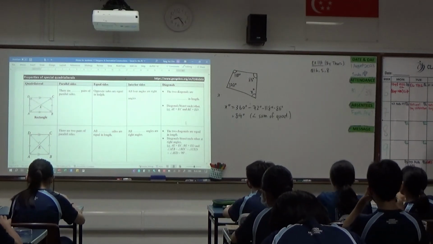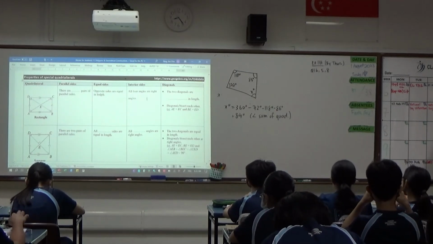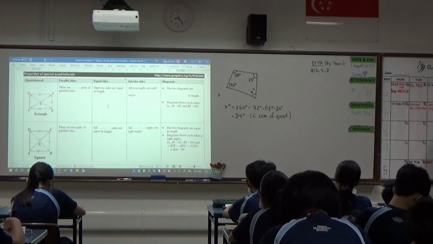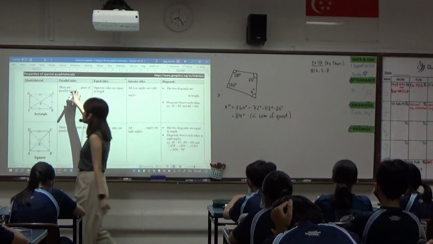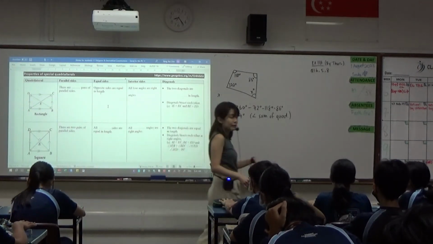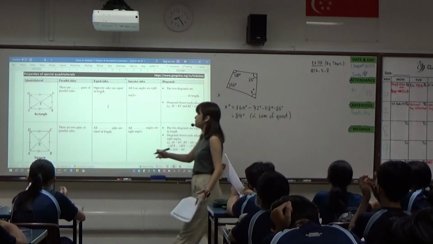You may want to go onto this link if you want to explore and see the different quadrilaterals. However, some of them we are already familiar with. So for example, in our rectangle, when talking about parallel sides, how many pairs of parallel sides are there? Two, right? So there are two pairs of parallel sides.